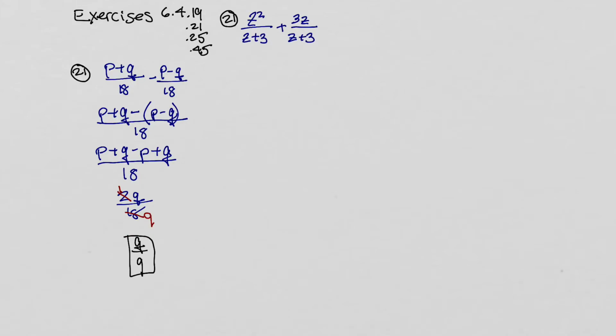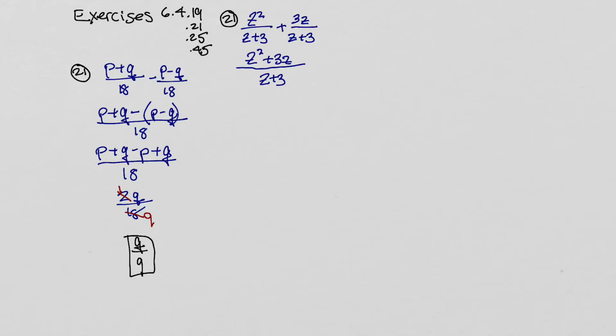Now again, here in number 21, we've got common denominator z plus 3. So why don't we start here? Let's just draw our big parentheses and write that common denominator there. And in the numerator, since we have the same denominator, we can just combine. So we'll get a z squared plus the 3z. So let's write that one. We'll get z squared plus 3z.